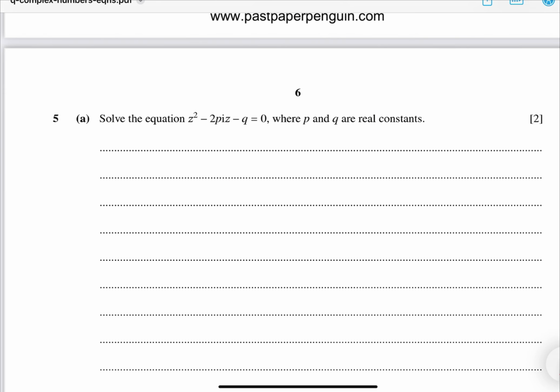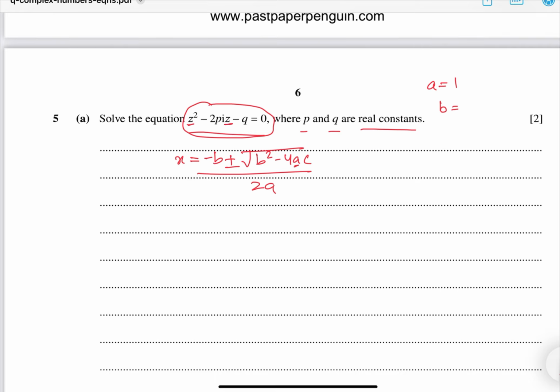Alright, let's try to solve this question now. Solve the equation where p and q are real constants. So how can we solve this equation? This is a quadratic equation, right? So we will use the quadratic formula: z equals minus b plus minus square root of b square minus 4ac upon 2a. Now, what is a? a is the coefficient of z square, that is 1. What is b? b over here is the coefficient of z, that is negative 2pi. And c is the constant term, so it would be negative q.